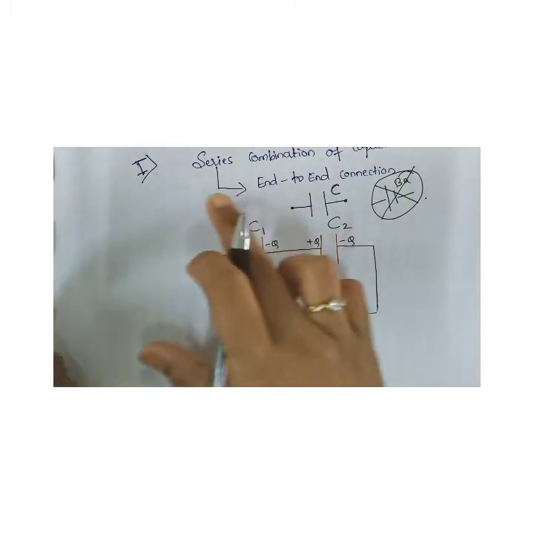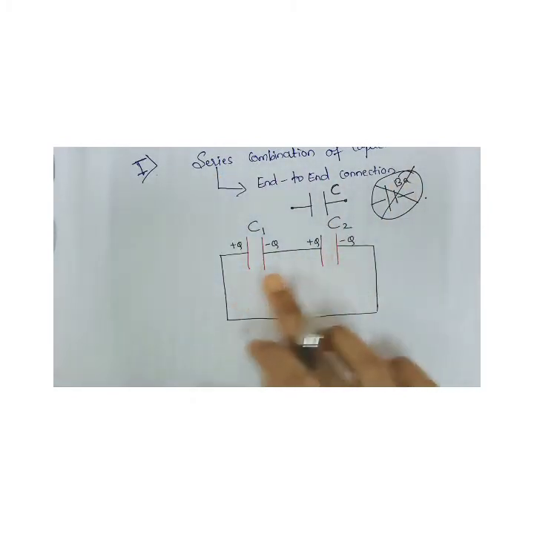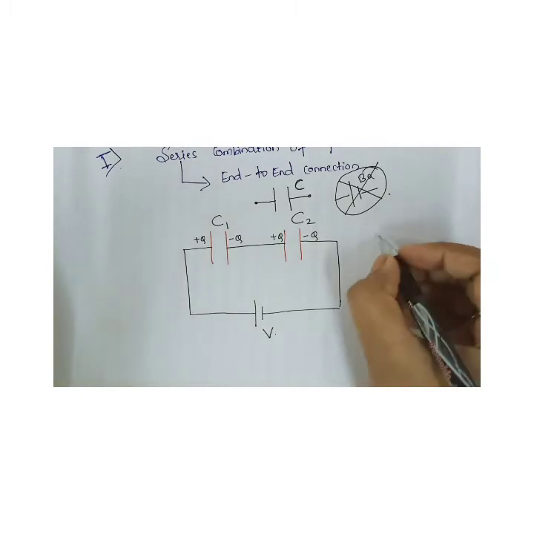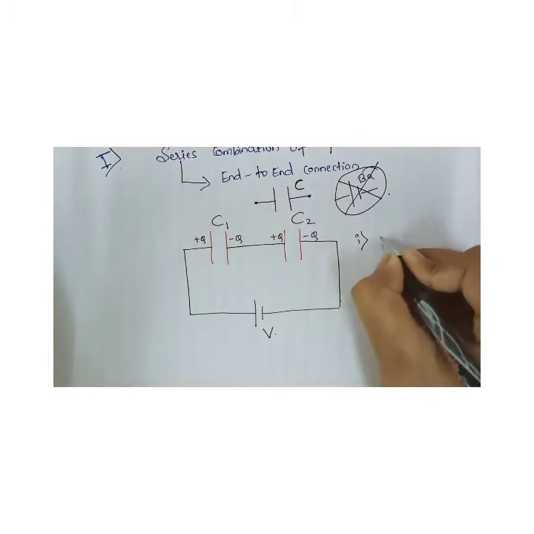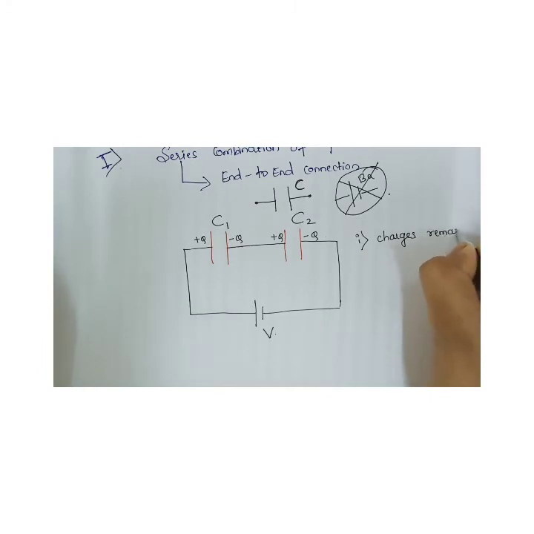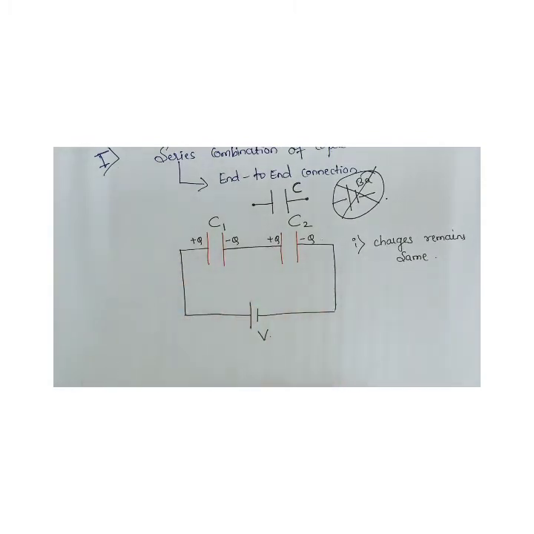What happens when you connect two capacitors in series? First thing, the charge remains the same on both capacitors. The charge remains the same, that is Q.